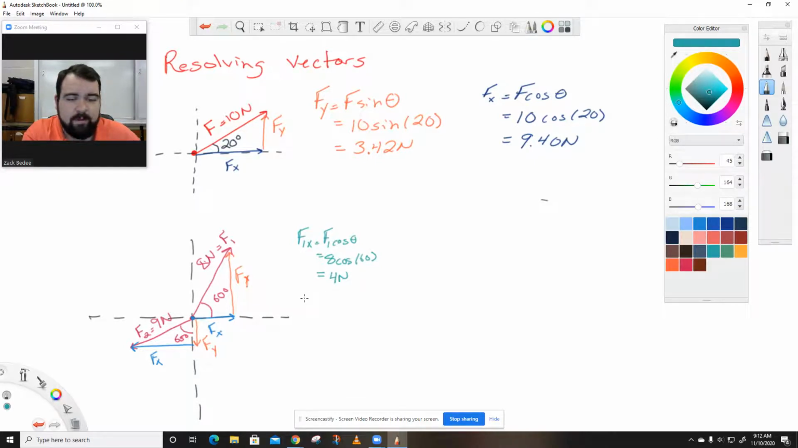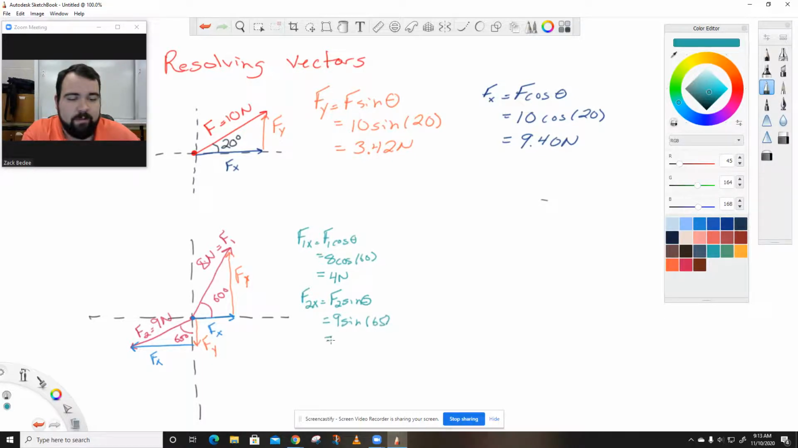Do the same thing for F2. So F2x would equal F2. This time it's going to be sine. The reason it's sine is because the angle 65 is opposite of where this F of x is. So it's not going to be adjacent like this one, but opposite. So we need to swap our cosine function for sine. So 9 sine of 65.